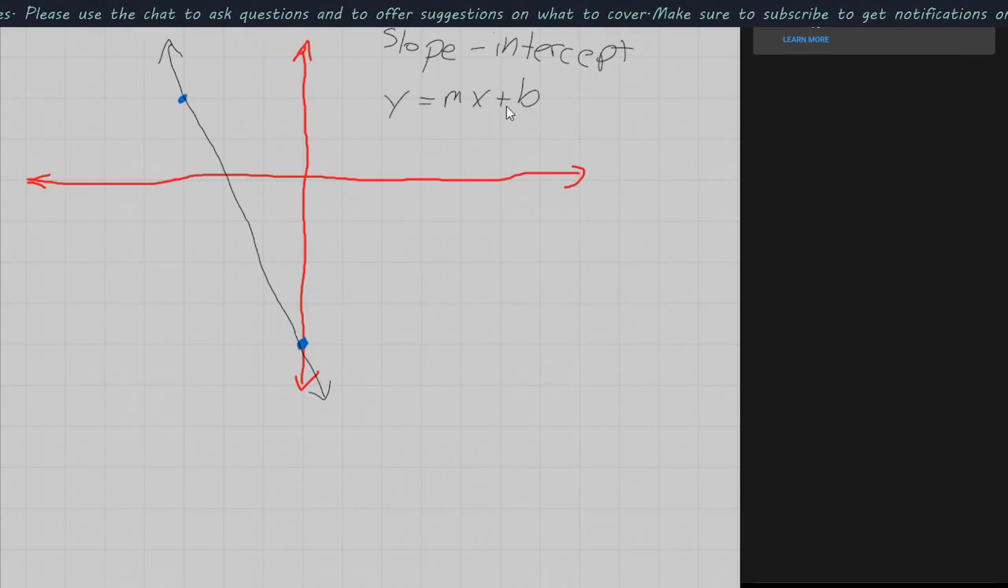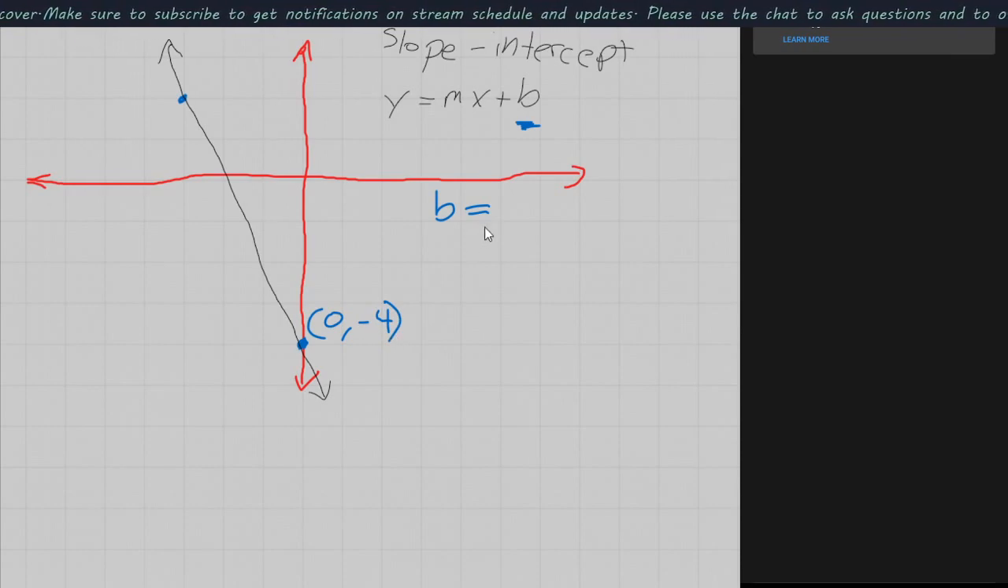So let's find our y-intercept first. So where it crosses the y-axis right here. So our b value is going to be 2, 3, 4. So the y-intercept's at 0, -4. So that means our b value is going to be -4. So now we need to find our slope.